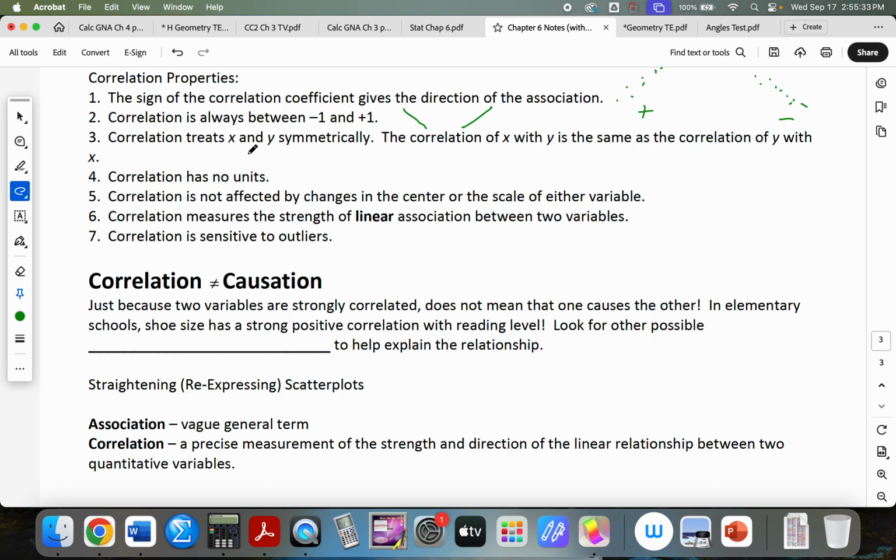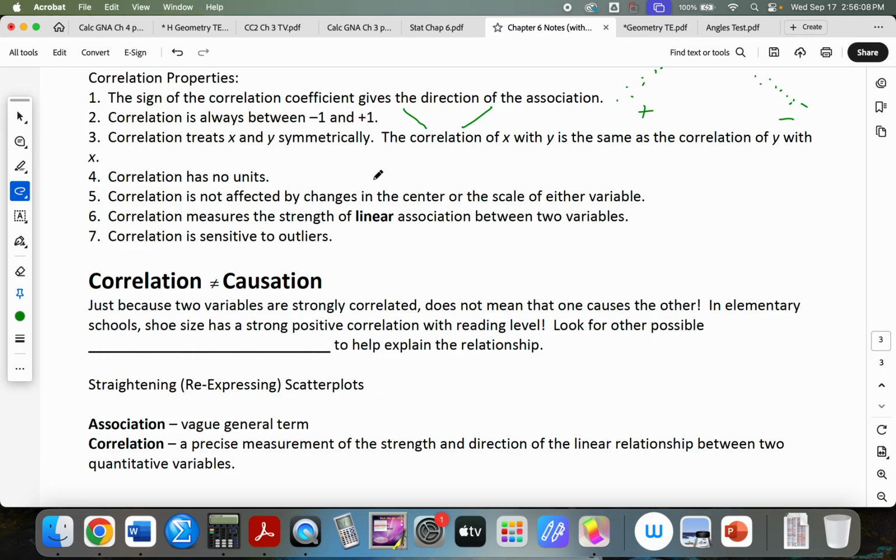So an interesting point here is that correlation treats X and Y symmetrically. That is, the correlation of X with Y is the same as the correlation of Y with X. Those two are going to be the same. It doesn't make any difference. Sometimes that gets asked on AP questions. Well, they'll say something about the correlation of this with this is this, and then ask, what's the correlation of the opposite way? It's the same. The correlation is the same. Does not matter.